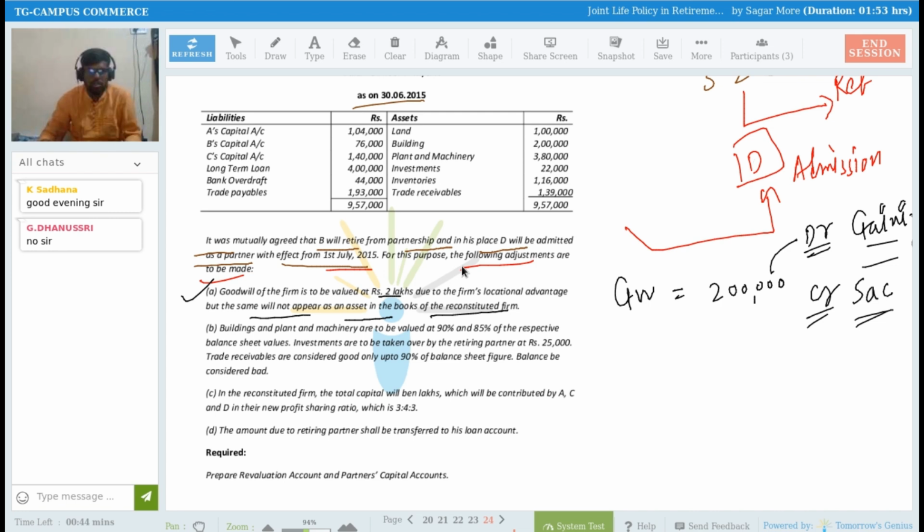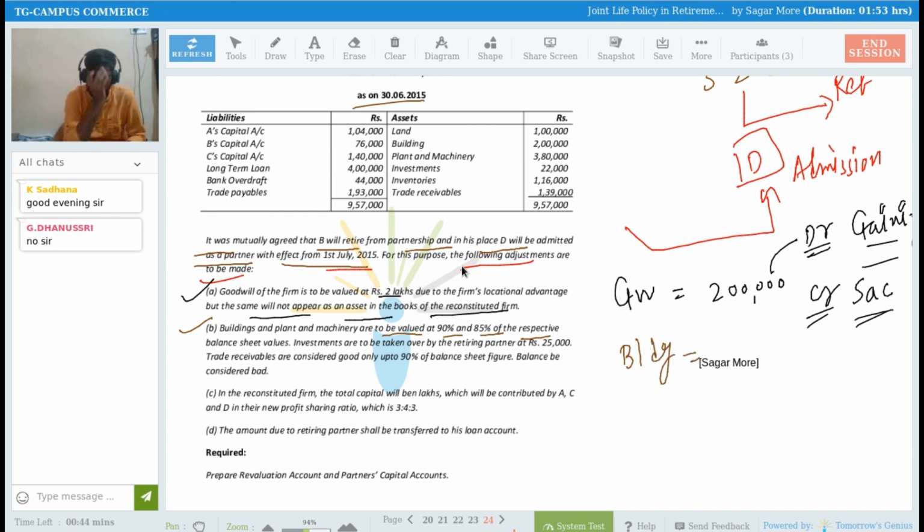Okay, then next. See, building and plant and machinery are to be valued at 90% and 85% respectively. So they are saying you have to change the value of building and plant and machinery. So what will be the building value?